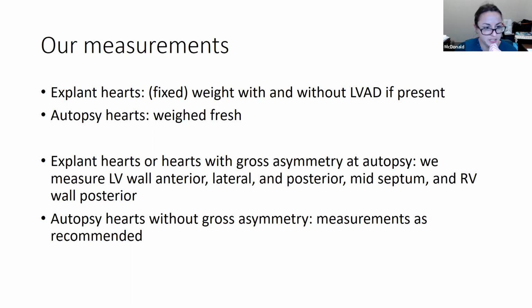As far as measurements, we tend to do more measurements for our explant hearts. Some of the hearts at autopsy will have the left ventricular wall measured in the anterior, lateral, and posterior regions, as well as the septum and the right ventricle. For autopsy hearts without gross asymmetry, we'll just do one measurement for each.